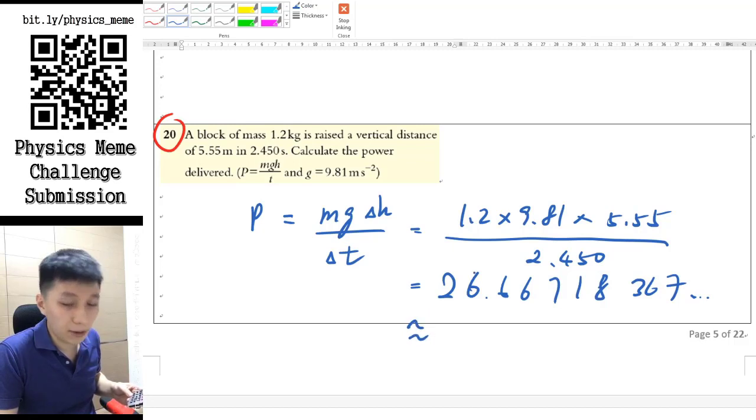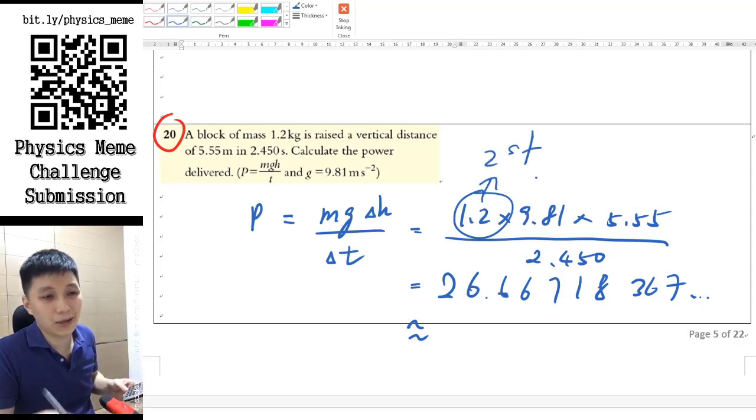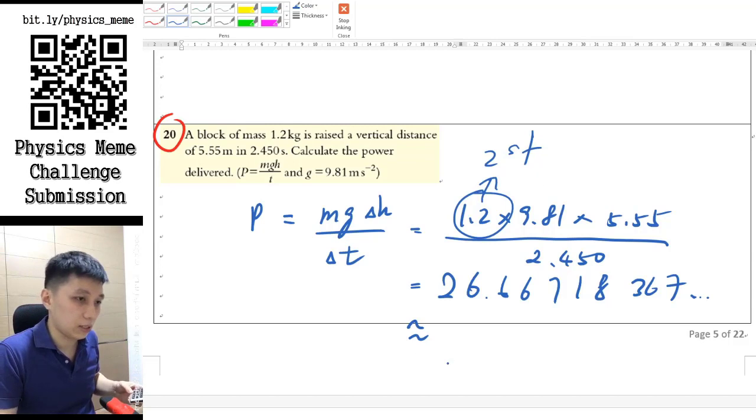Alright, almost. But once again, by following the rules that you learned, you should notice that this only has 2 sig fig, which is the least amount in our raw data. So you can only express it with 2 sig fig. So that is to say it's going to be 27. So I'll express it as 2.7 times 10 to the power of 1 instead. And so the unit for power will be watts, so W here.